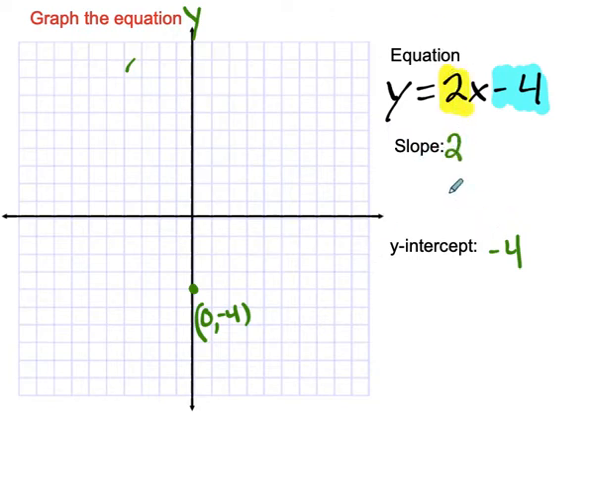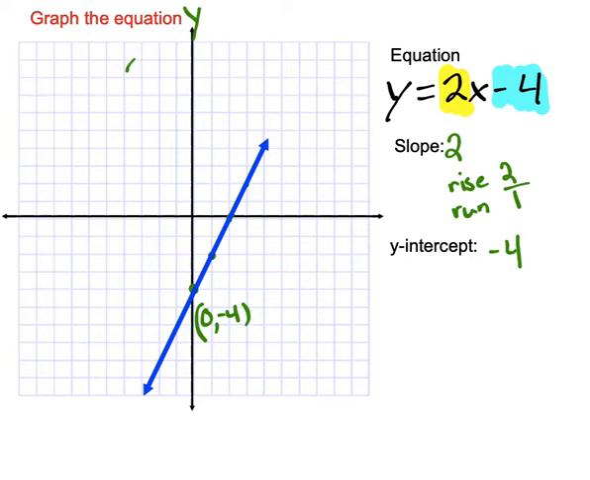If I was going to write that as rise and run, what fraction gives me an answer of 2? 2 over 1. So I have a rise of 2 and a run of 1. So from this y-intercept, rise 2, run 1. And I can keep going. Rise 2, run 1. Rise 2, run 1. And you'll see I can make a line right through those points. That's it. My equation is graphed.